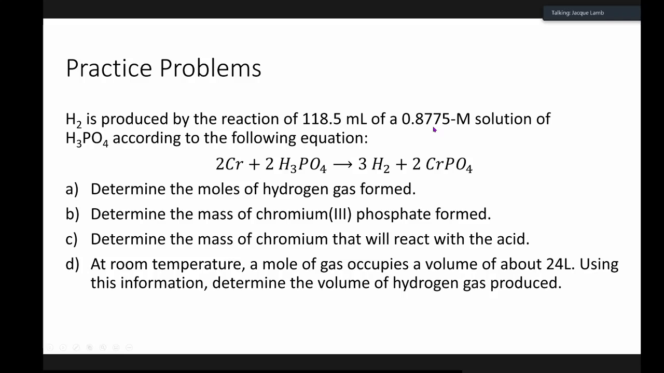So I wasn't given a mass. I was given the volume and molarity, and from that, I'm going to get the number of moles of phosphoric acid that goes into this reaction, and then determine how much hydrogen is formed, etc.